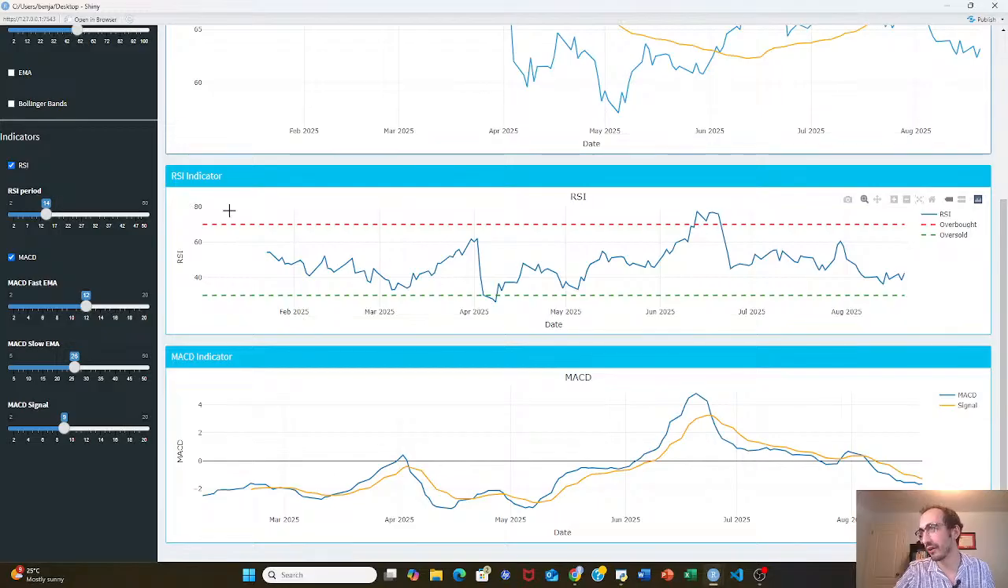Now, let's go to the RSI indicator and do a quick overview. If it's 70-30, and it's below 30, or approaching 30, it means it's approaching oversold territory.